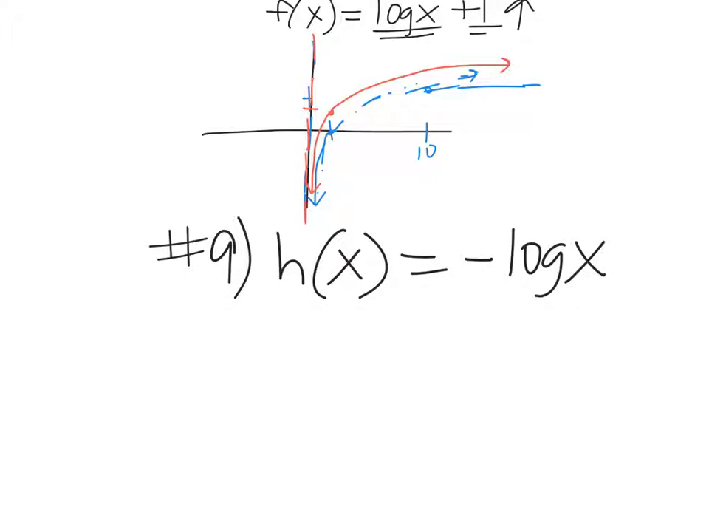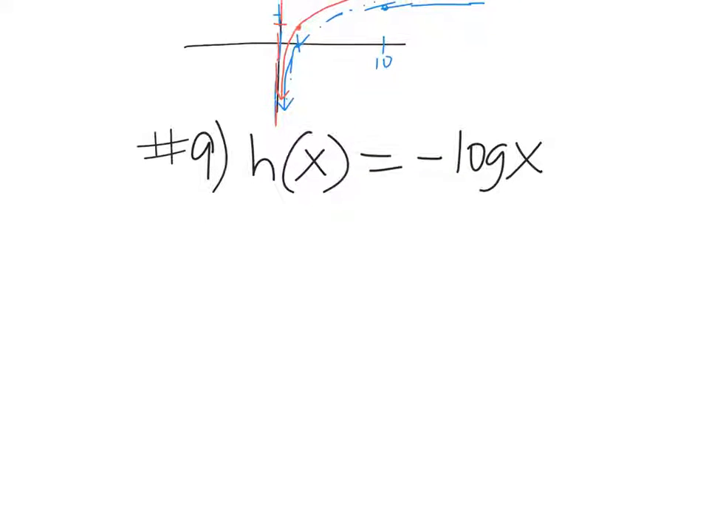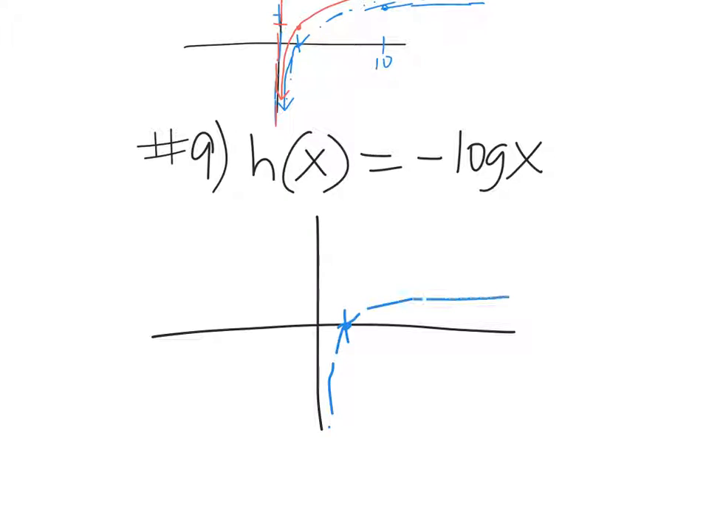All right. h of x equals negative log x. So let's start with that parent function that I graphed in the last problem, which was your basic log graph, which looks like that. By the way, the asymptote's not going to change unless you're shifting left or right. So the asymptote's not going to change here because I'm not shifting left or right. I'm actually doing a negative log x.